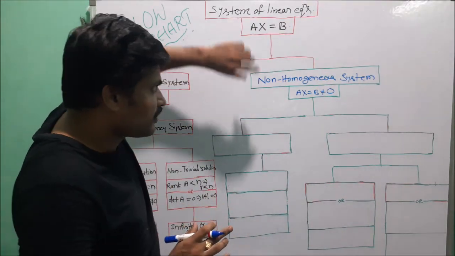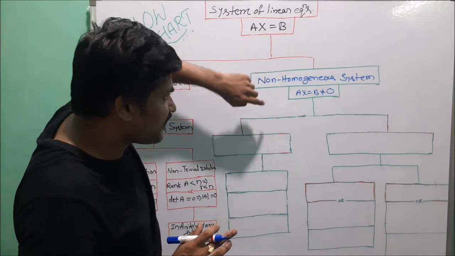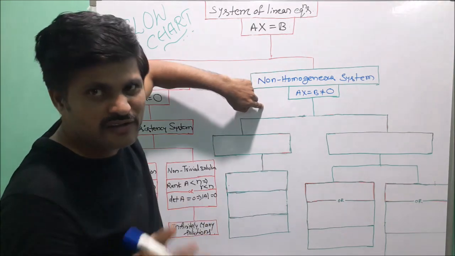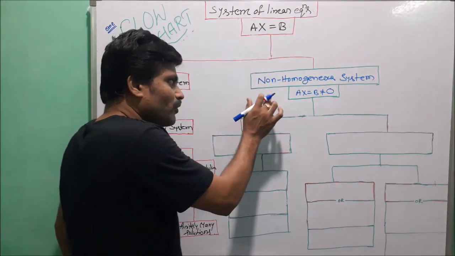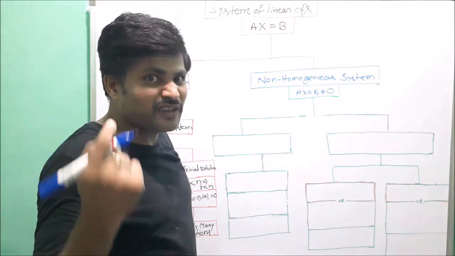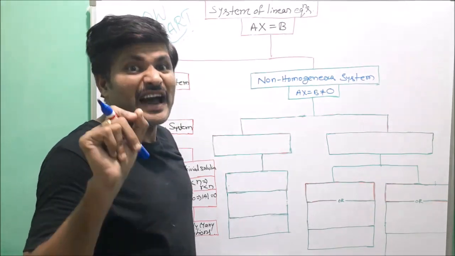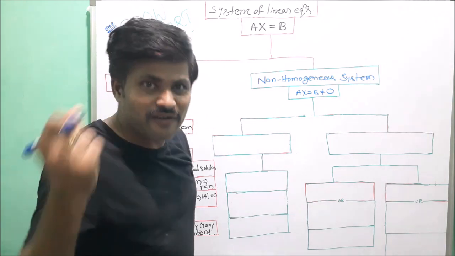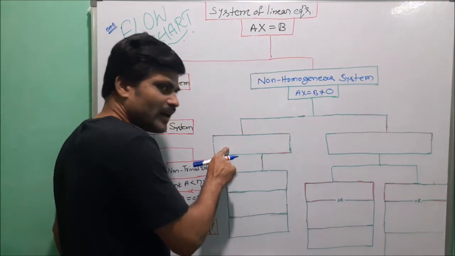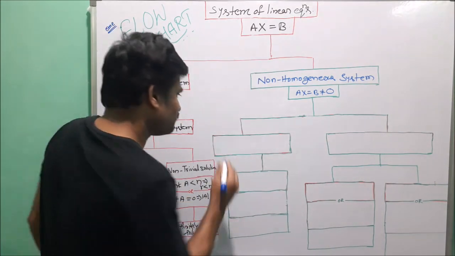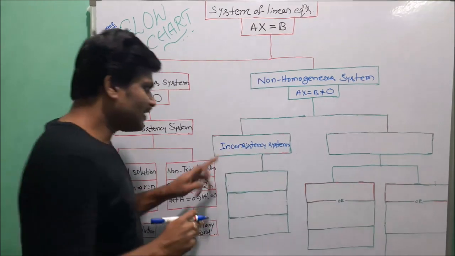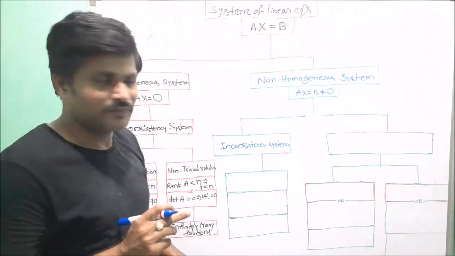So here we observe, the system has either a solution or not any solution. Suppose the system has at least one solution, that type of system is called a consistent system. Otherwise it is called an inconsistent system. Now first we take the inconsistent system. Here there is no solution for the given system.